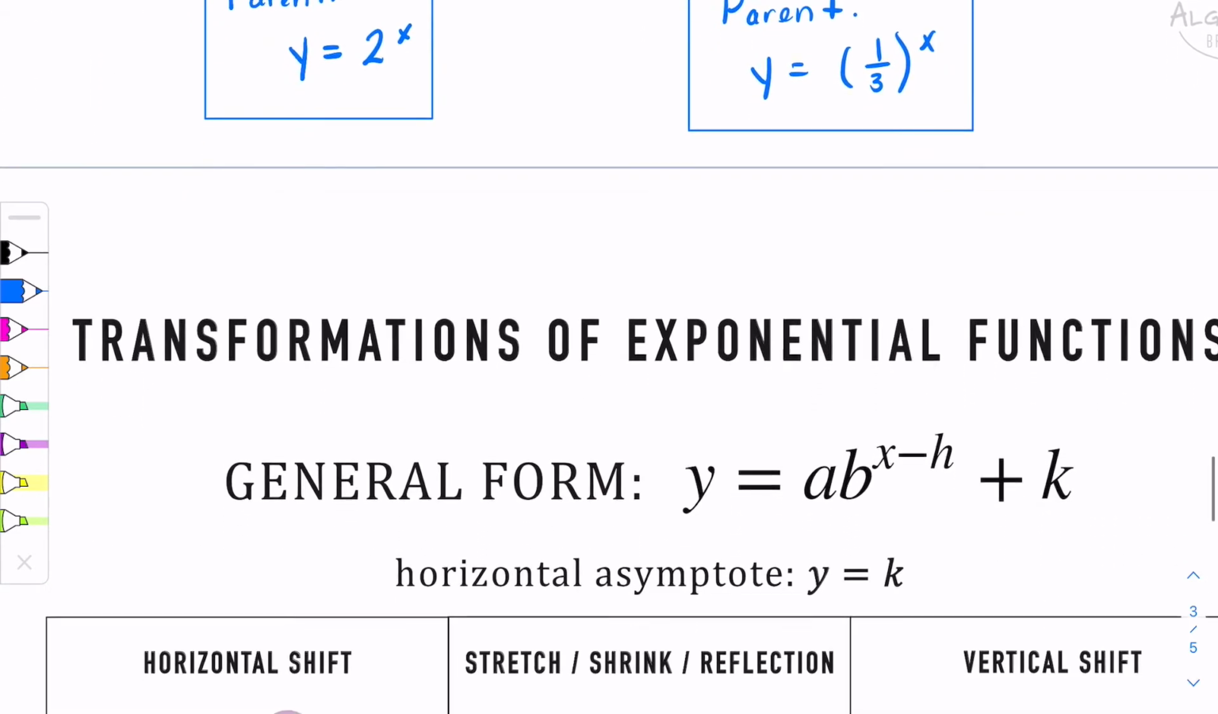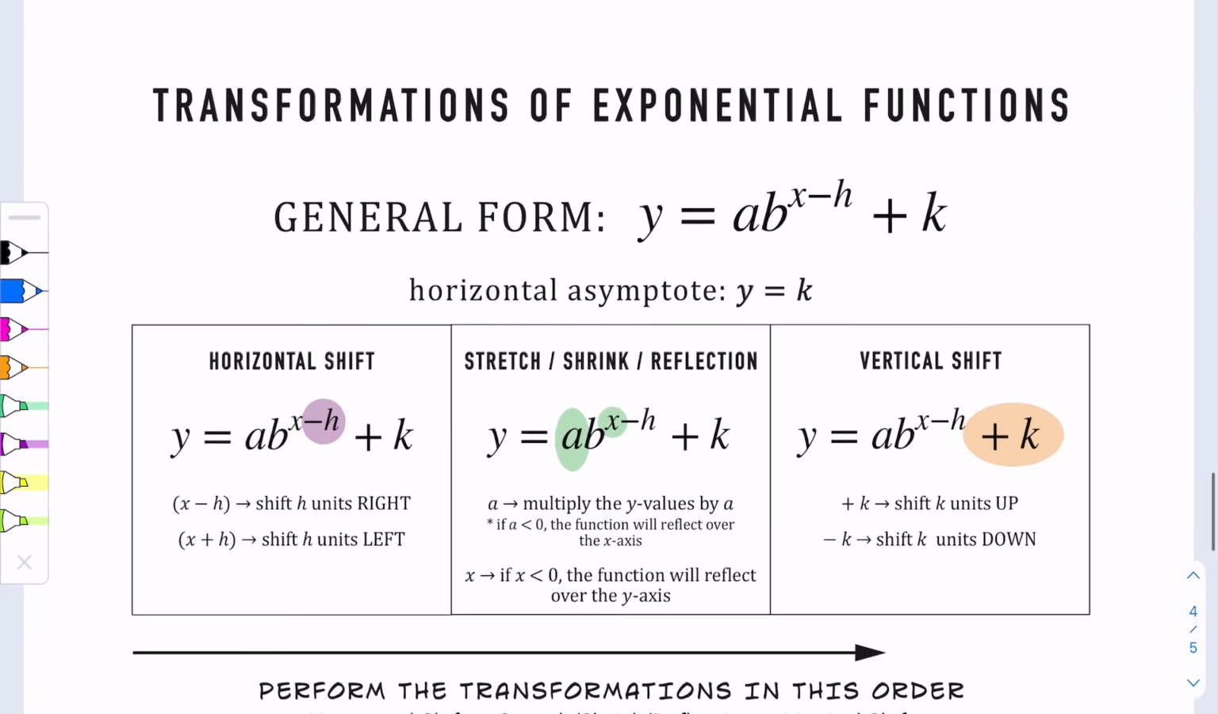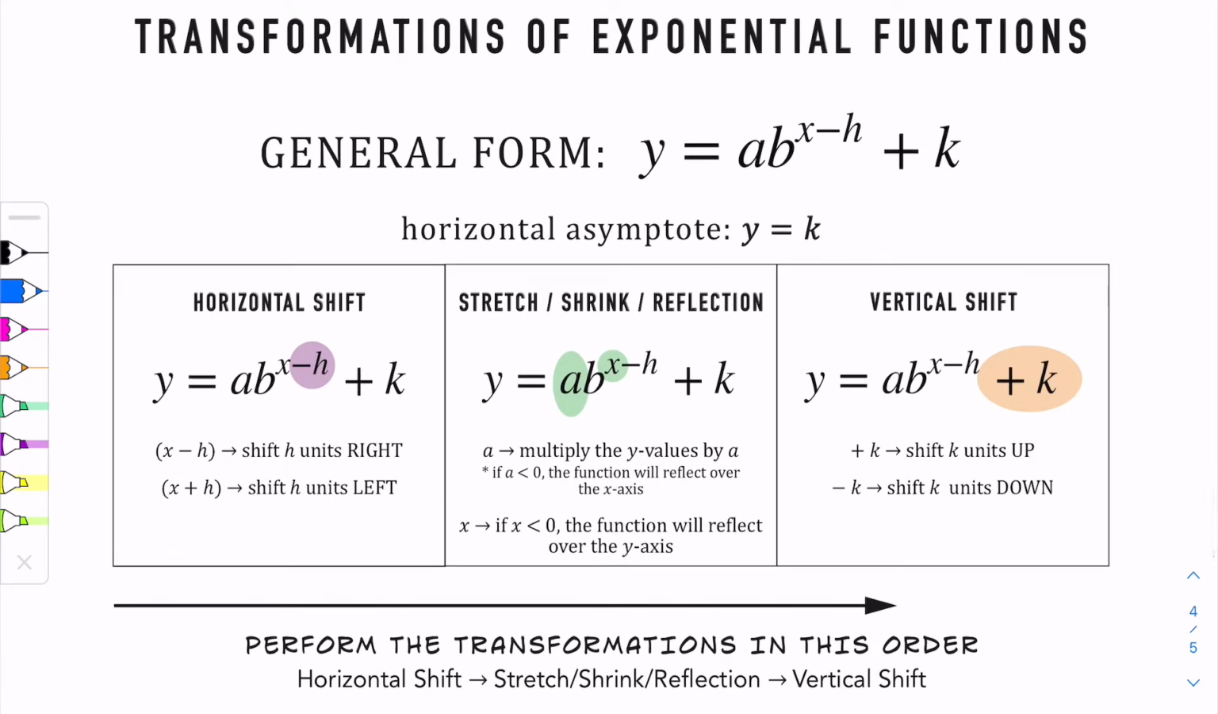So let's take a look at transformations. These transformations are the same transformations that we've been looking at all year. We start with our horizontal shift, which is now going to be within your exponent. So if you are subtracting a value in your exponent, then you are shifting the graph to the right. And if you are adding a value in your exponent, you are shifting the graph to the left.